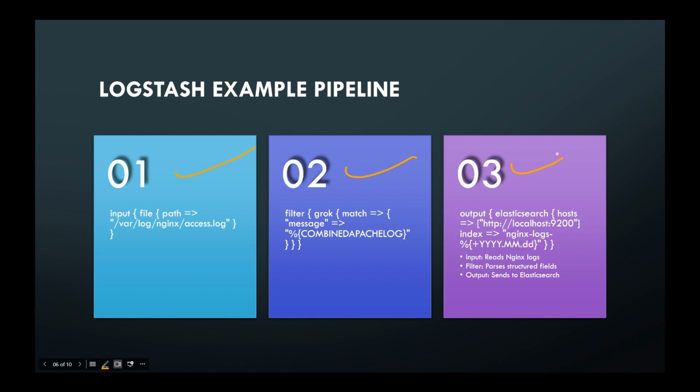Okay, so how to activate Logstash? You can run this command on your Linux machine, sudo apt install logstash. And then you can start Logstash with sudo systemctl start logstash.